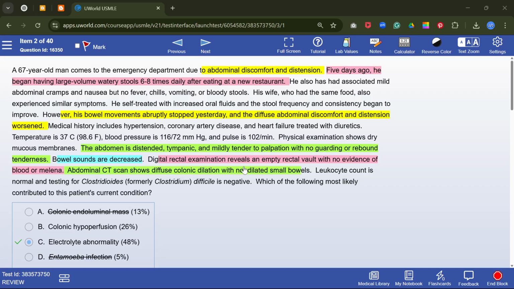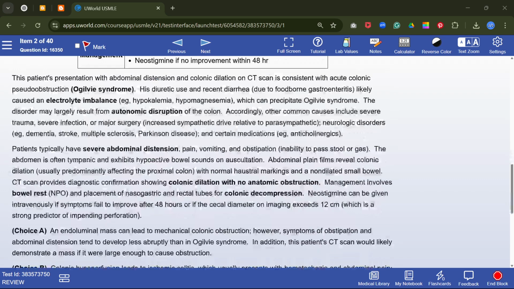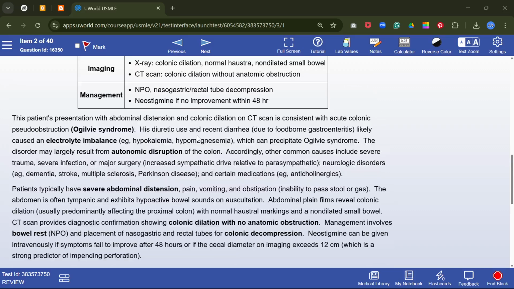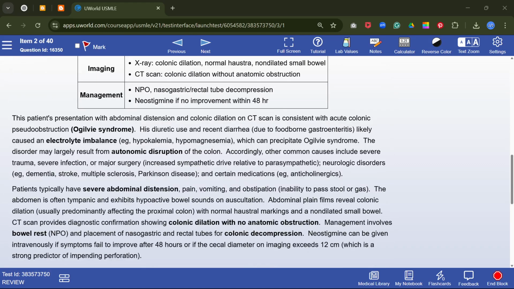It looks like Ogilvie syndrome, and it happens because of electrolyte abnormality, which can cause Ogilvie syndrome. So in this patient, his diuretic use and recent diarrhea are causing this Ogilvie syndrome. Recent diarrhea due to foodborne gastroenteritis likely caused electrolyte imbalance, hypokalemia and hypomagnesemia, which can precipitate Ogilvie syndrome.